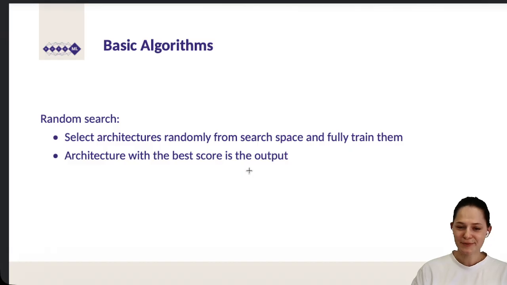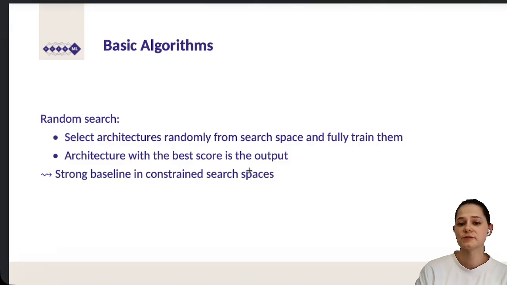So let's start with the basic algorithm, random search. Random search, as the name suggests, just selects an architecture randomly from the search space and fully trains it. The architecture with the best score is then the output given a certain budget. The budget can be, for example, the amount of compute you want to use, the time you want to use, or the number of different networks you want to evaluate. Random search is actually a very strong baseline in a constrained search space.